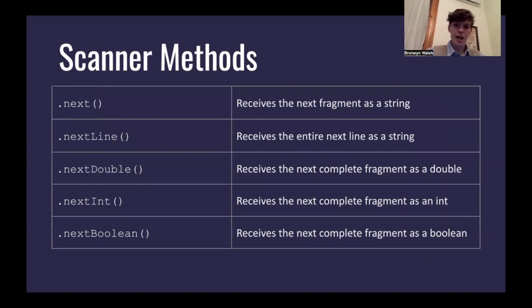So let's go over a couple of scanner methods. The first one is the next method, which scans and collects the first token inputted as a string, just the first one. The nextLine method scans and collects the entire next line and stores it as a string. The nextDouble method scans and collects the next token as a double. nextInt scans and collects the next token as an int. And nextBoolean scans and collects the next token as a Boolean. Remember, these methods will not store the values, however, they will temporarily retrieve them and allow you to store them into a new variable.